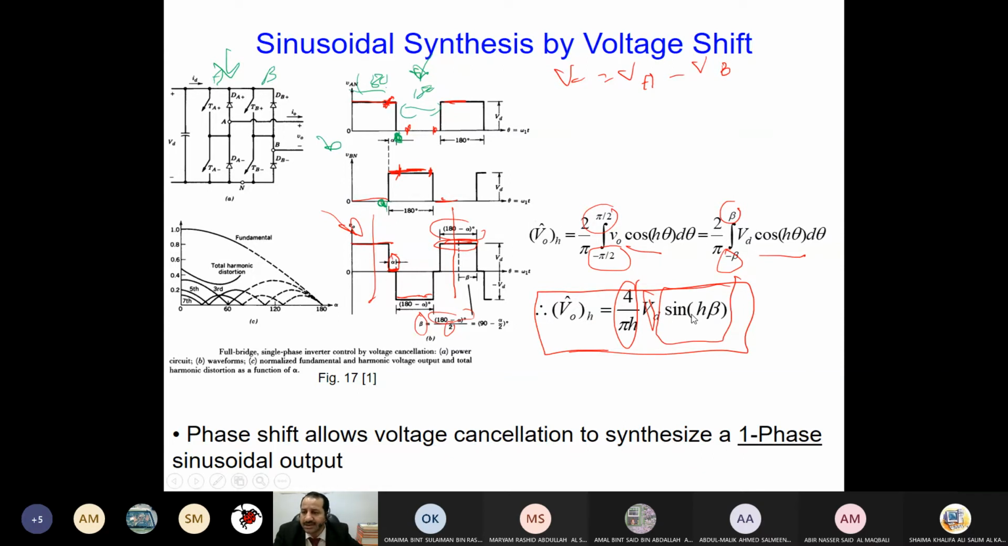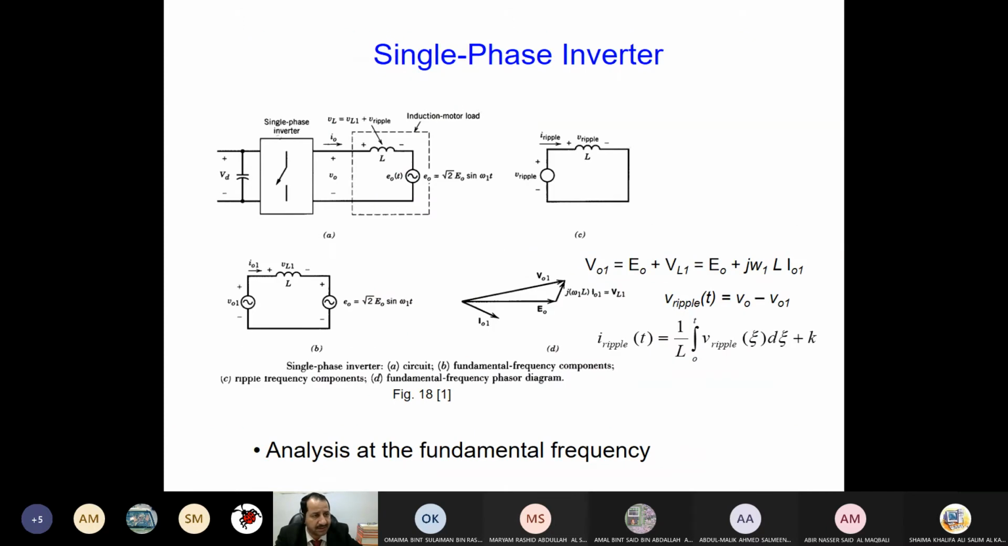Increasing or decreasing beta will increase or decrease this voltage, respectively. When we change beta, we change the sine, so the voltage will change. So it means we control it by controlling beta. Beta is a reflection of what? Of alpha. Alpha is a reflection of what? The overlapping between the two signals for leg A and leg B. This overlapping will cancel part of the voltage. Can we apply it for three phase? No, we cannot. This is only for single phase, for this situation particularly.